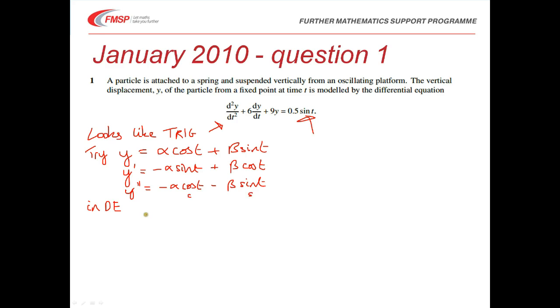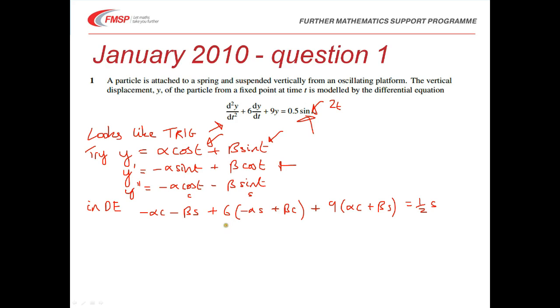I've got one lot of y double dashed, so that's minus alpha c minus beta s. I've got 6 lots of the first derivative, so I'm going to add on 6 lots of minus alpha s plus beta c, plus 9 lots of the original trial solution, which is 9 lots of alpha c plus beta s. And I need that to equal a half sine t, which I've coded as s. It's worth realizing if this was a sine 2t instead of a 1t, then I would be changing my particular integral trial solution to have 2 t's in there to make that fit better.